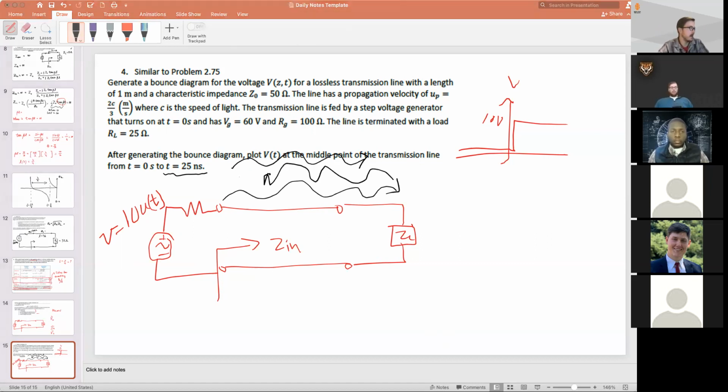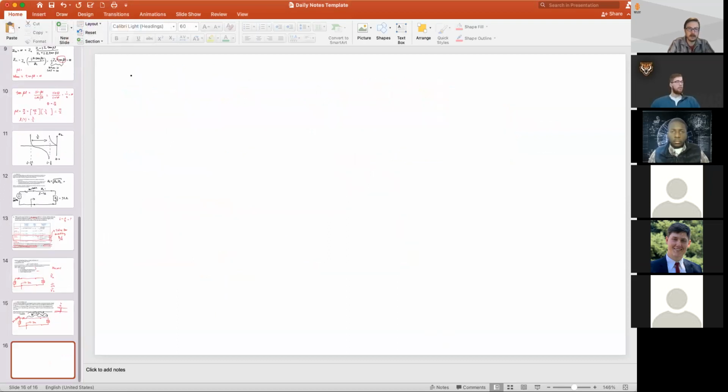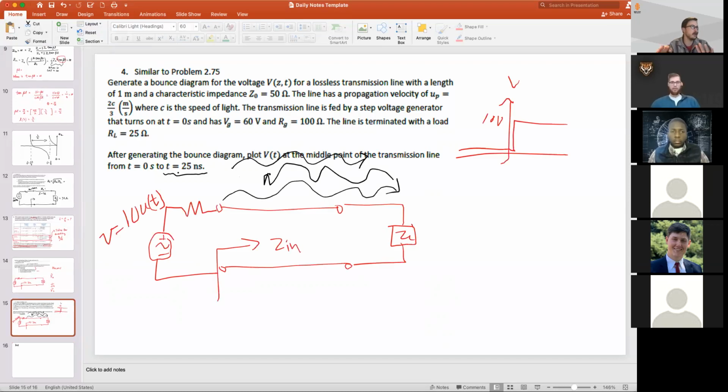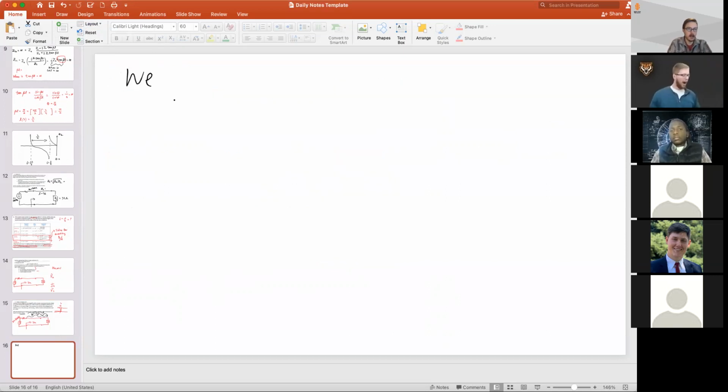We look at this using a method called the bounce diagram, so we can analyze this transient effect. Transient just means it's a short amount of time, or it's not permanent. We haven't reached a steady state yet, so it's transient, and we can examine the transient nature of those waves using the bounce diagram.